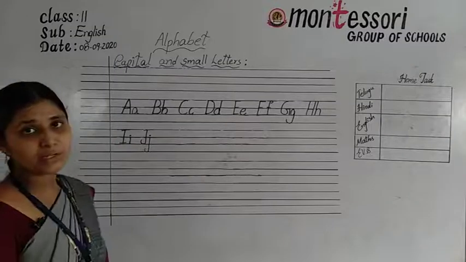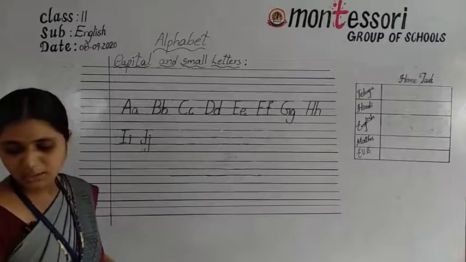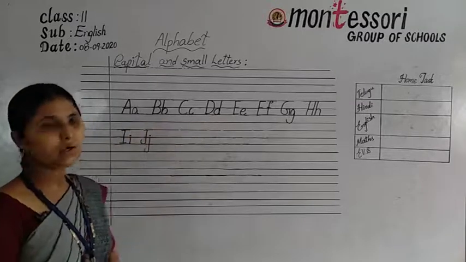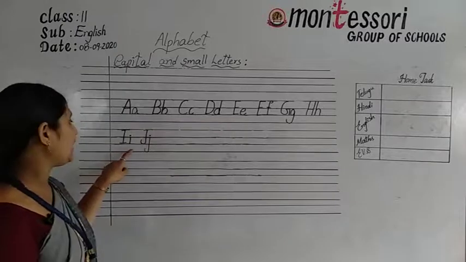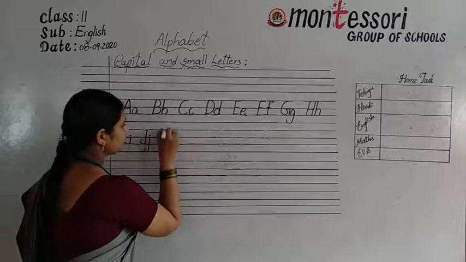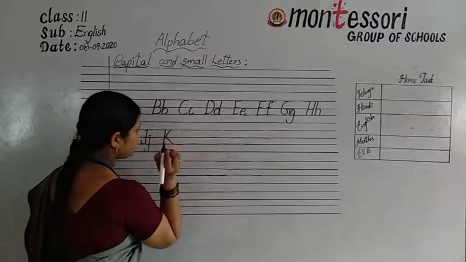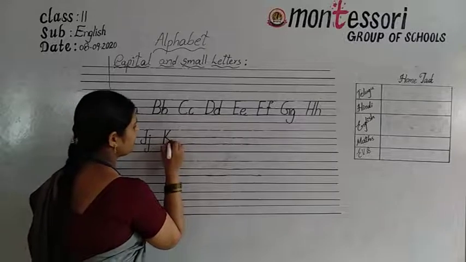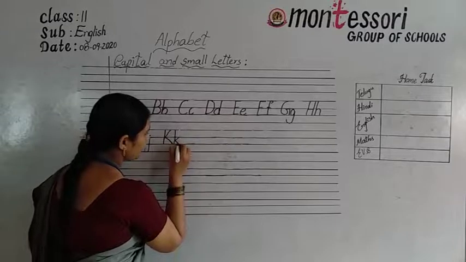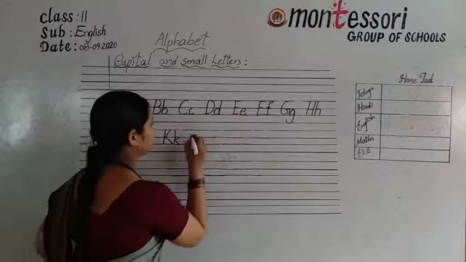Look at the board properly and write without mistakes. Capital letters should be in three lines and small letters in two lines. Okay. Capital I, small i, J, small j. Next letter please. Capital K. Small k. Capital K, small k.